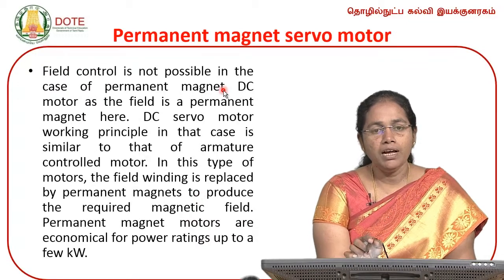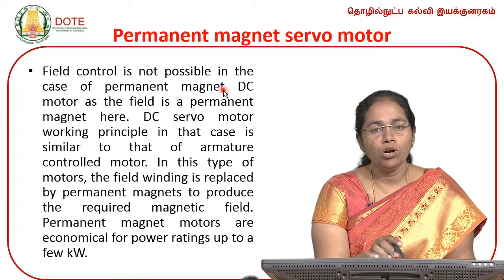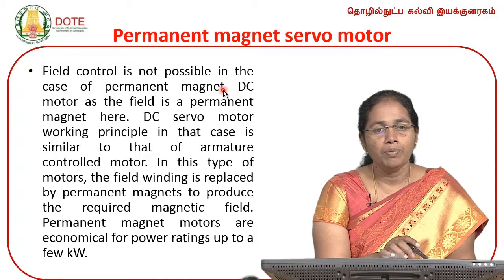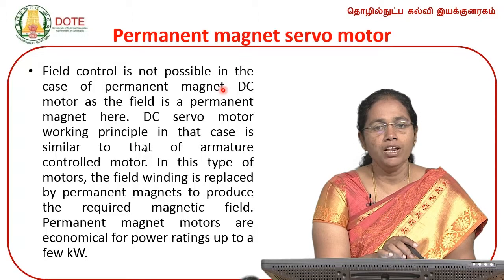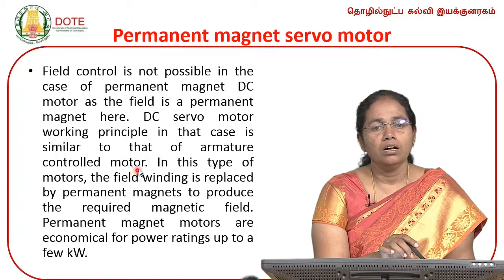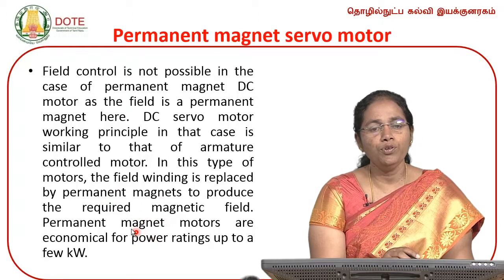In a permanent magnet servo motor, field control is not possible as in the case of a permanent magnet DC motor, as the field is permanent magnet. So, the working principle of DC servo motors in that case is similar to that of an armature controlled motor. In this type of motor, the field winding is replaced by a permanent magnet to produce the required permanent magnetic field. Permanent magnet motors are economical for power ratings up to a few kilowatts.